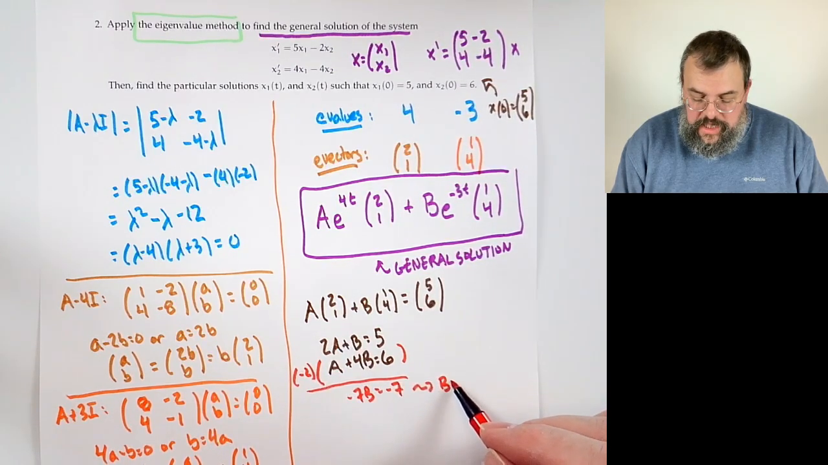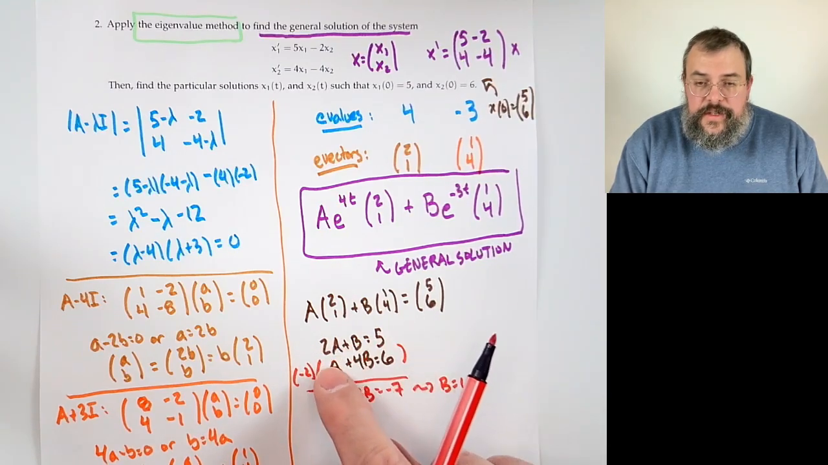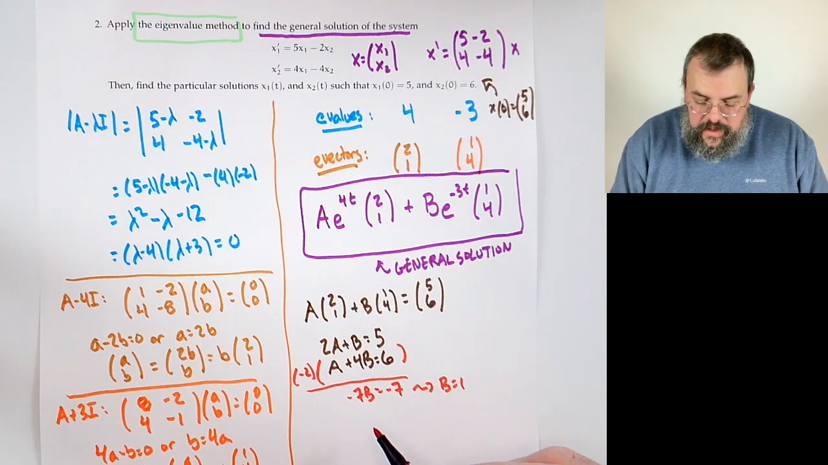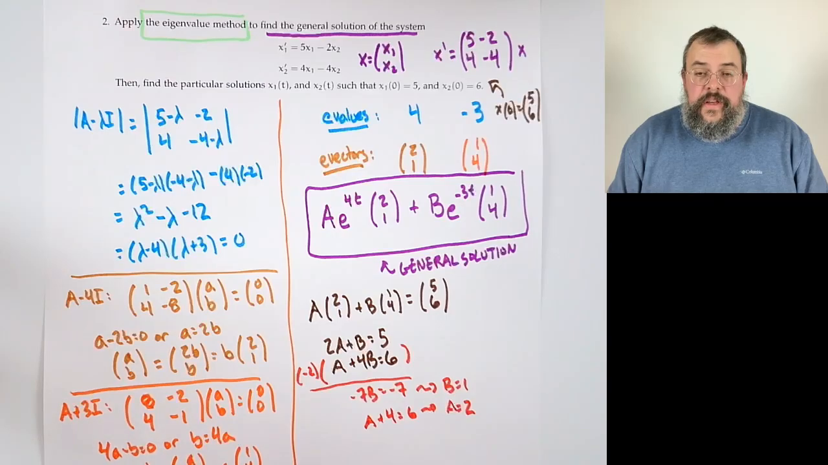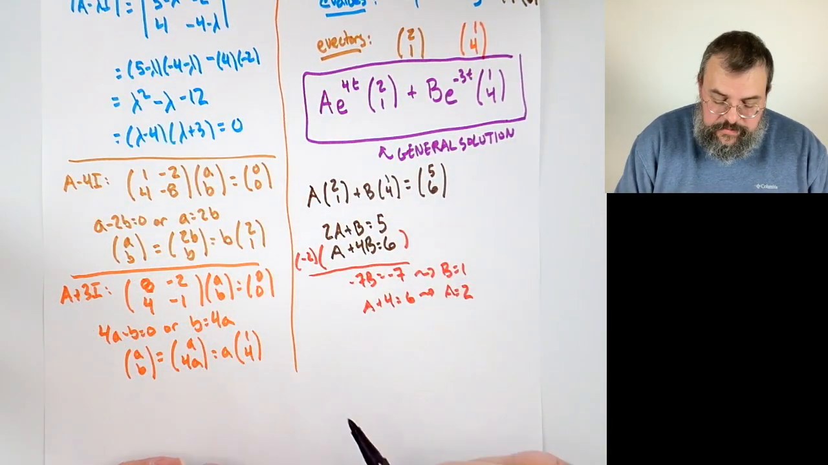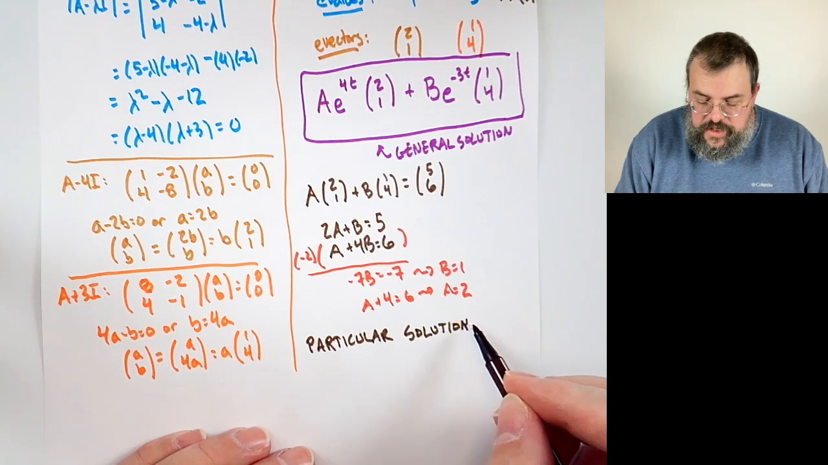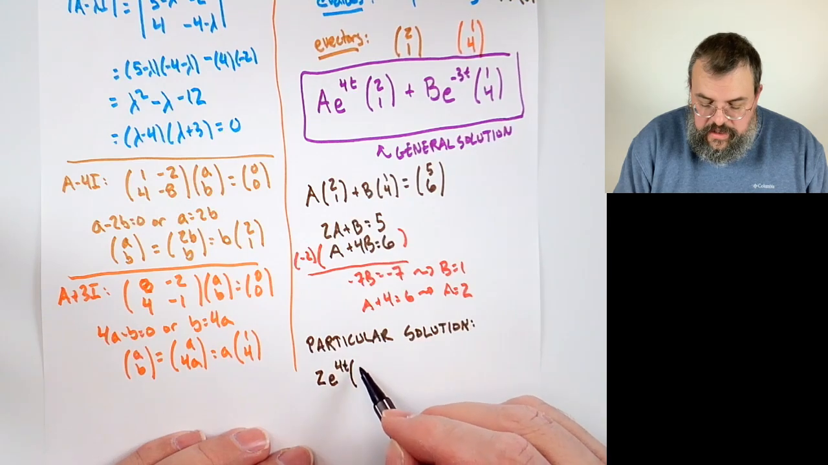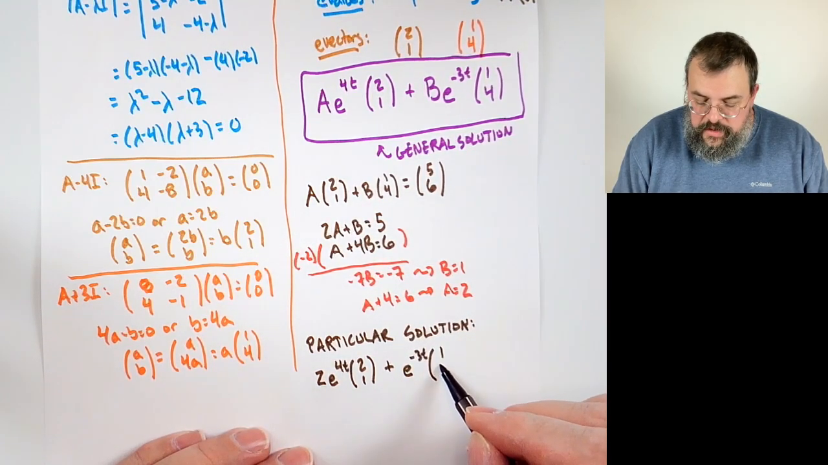So b is actually pretty nice: it's 1. Once I know b equals 1, I can put it in the second equation, a plus 4b equals 6. So a plus 4 equals 6, which says a equals 2. Now we know b and we know a, so we can make our conclusion that our particular solution is the following. It's going to be a equals 2, so we'll have 2e to the 4t times (2, 1), and b equals 1, so plus e to the minus 3t times (1, 4).